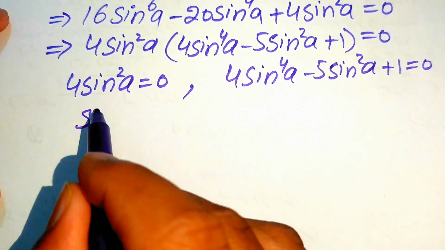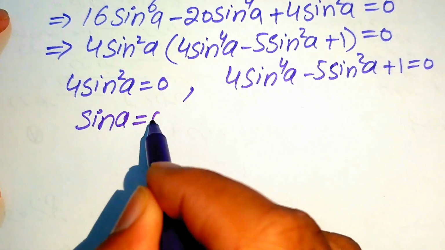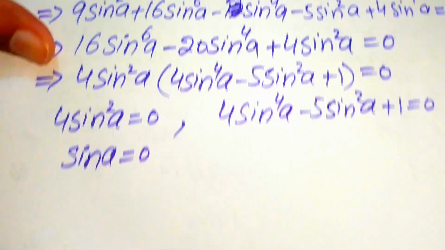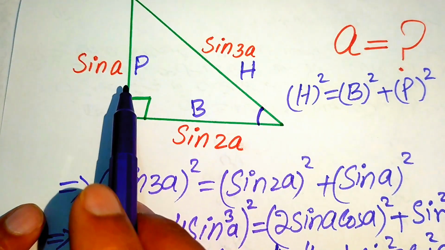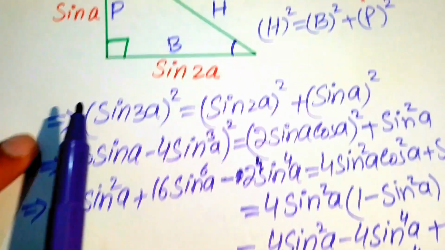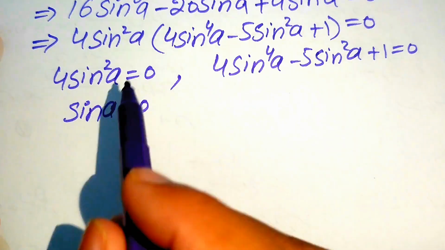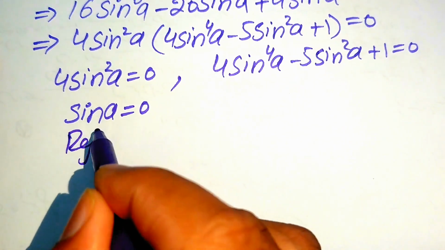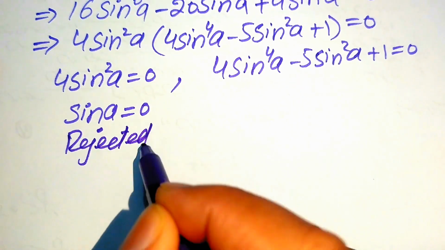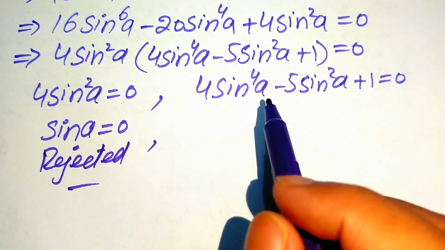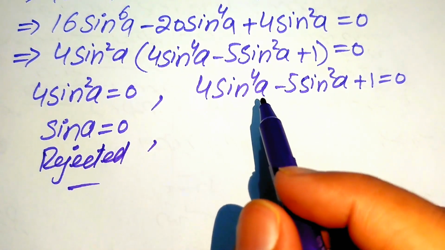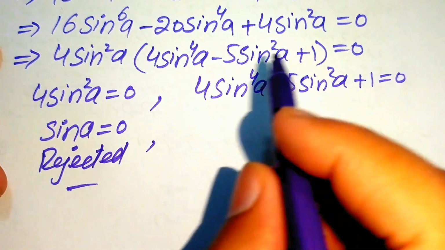In this case, we easily get sine A equals 0. But we know that sine A is the perpendicular side of this right triangle, so it cannot be possible for the side length of a triangle to be 0. So we reject this case and proceed with the other case only, where we factor this equation by breaking the middle term.